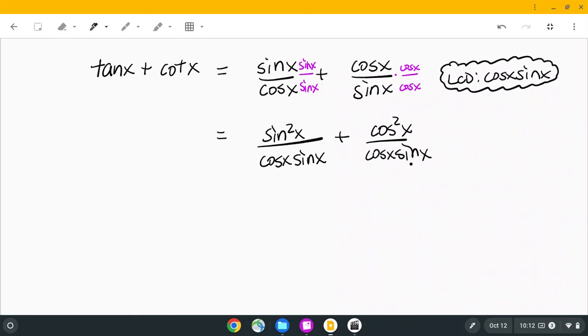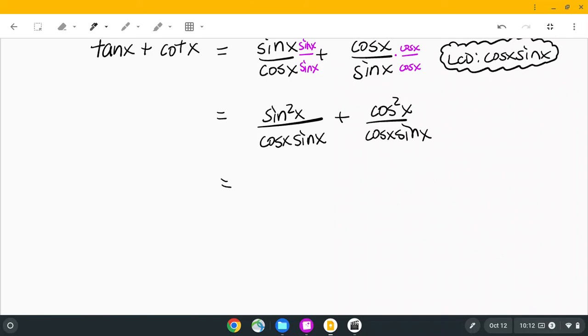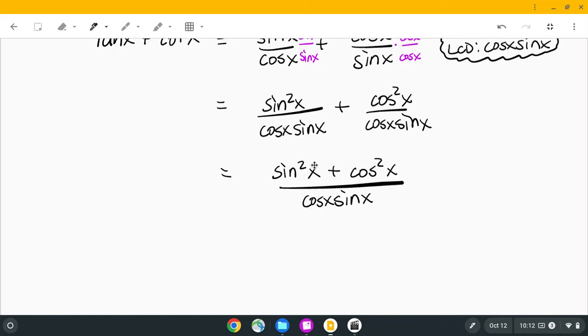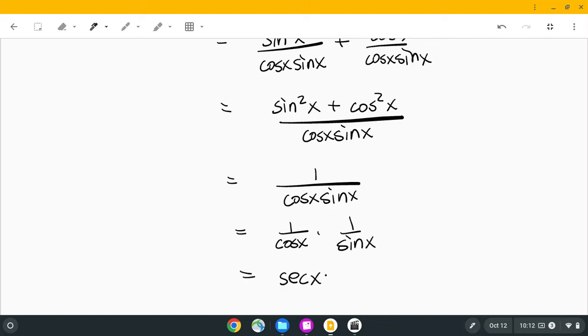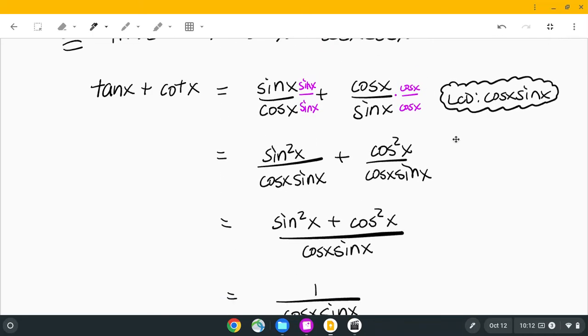Now they have the same denominators, so I can combine them. So I get sine squared x plus cosine squared x over cosine x sine x. Sine squared plus cosine squared, that's one of our Pythagoreans. Sine squared plus cosine squared is 1 over cosine x sine x. And this is the same as saying 1 over cosine x times 1 over sine x. And 1 over cosine is secant. 1 over sine is cosecant. And I believe that's what we wanted. Secant, cosecant.